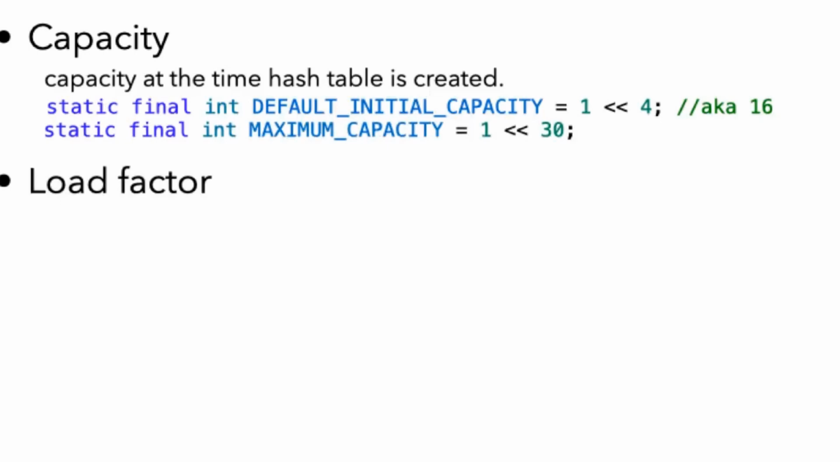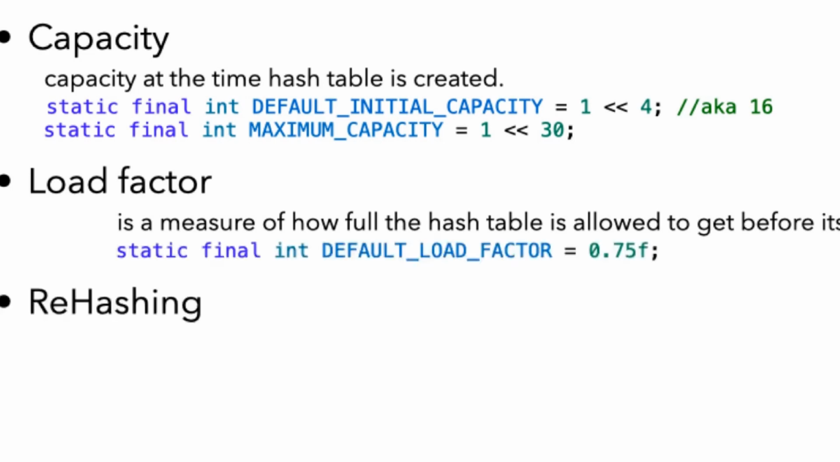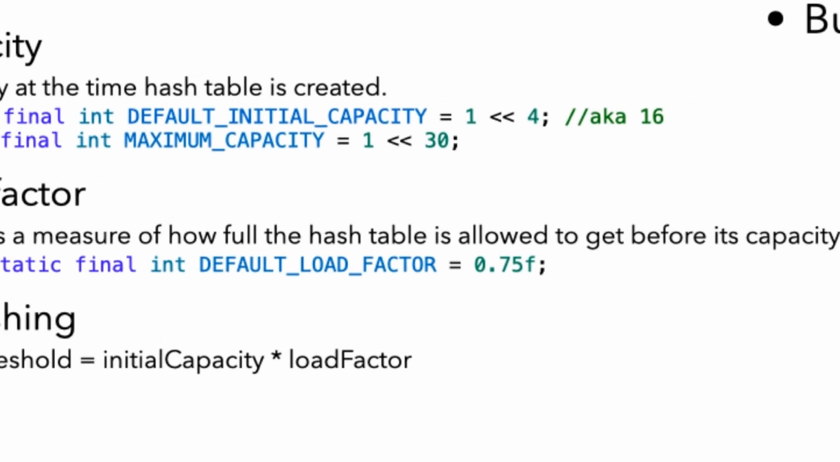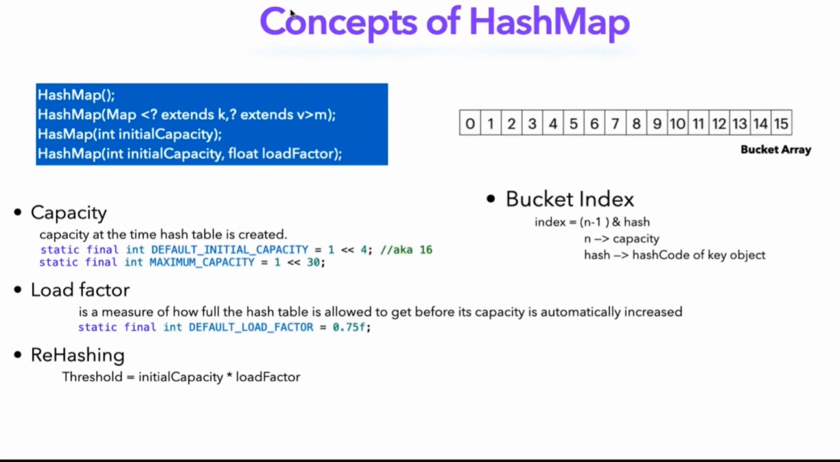Load factor is a measure of how full the hash table is allowed to get before its capacity is automatically increased. The default load factor is 0.75. Rehashing happens when the size exceeds the product of capacity and load factor. The index of the bucket can be calculated using the formula (n-1) & hash, where n is the capacity and hash is the hash code of the key object.